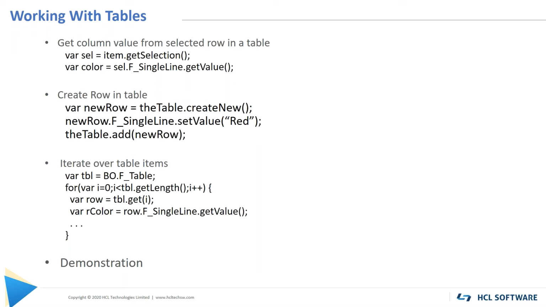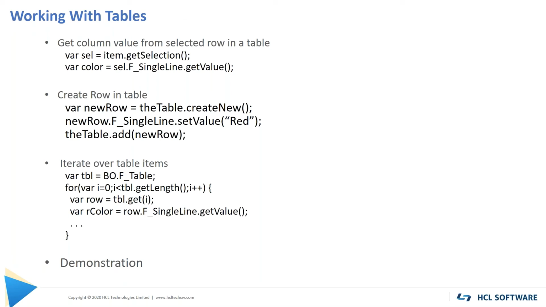If I want to create a row inside of a table, there's this create new function. You're basically creating a template of that row, which gives you access to all of the columns or the fields inside of that table. Then I would say, now I want to set that value to red, and then I'm going to add it to the table. Once I've defined all of the columns in my template row, I then add it to the table.